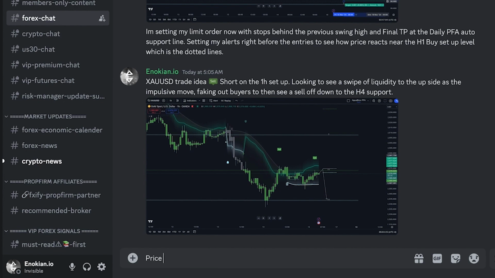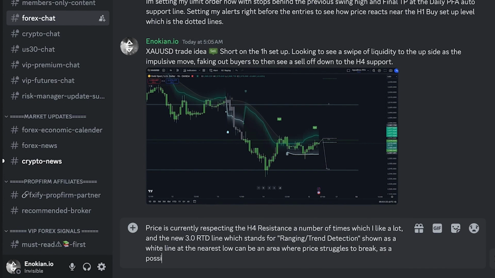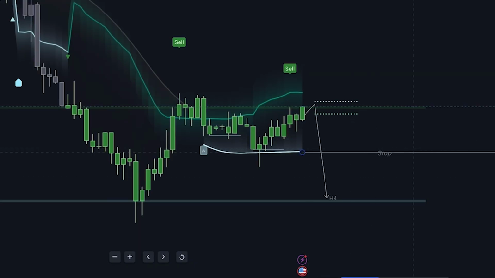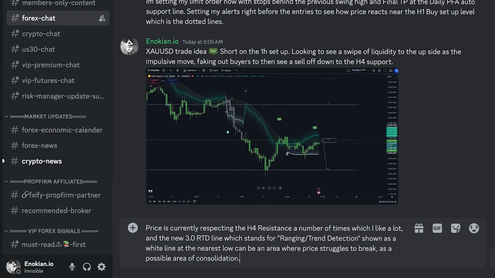Price is currently respecting the H4 resistance a number of times, which I like a lot, and the new 3.0 RTD line, which stands for the ranging trend direction, shown as a white line at the nearest low, which can be an area where price struggles to break as a possible area of consolidation.